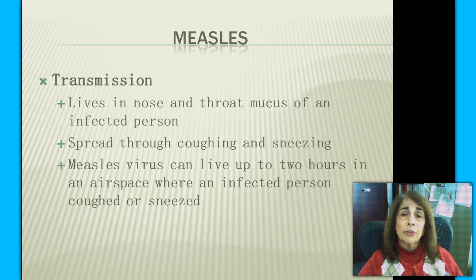Its transmission is important to note because it is easily transmitted and it is highly infectious. It lives in the nose and throat of an infected person. It's spread through the air through droplets from coughing and sneezing, and it can live up to 2 hours in an airspace where an infected person has coughed or sneezed. So this is particularly concerning in an airplane. If that person sneezes while you're in the plane, that could be an issue, but also if they sneezed or coughed just before they got off the plane and then you get on. So these are some of the reasons why it is a traveler's advisory disease.